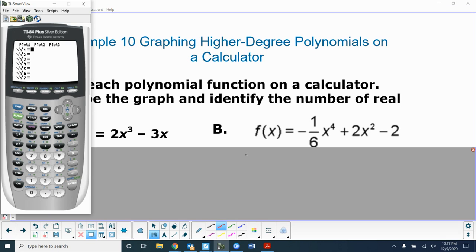Okay, the y equals button gives you this, right? Now, 2 is right here, right? X is right there, the second row in the middle, between alpha and stat. That's the X button. To get it to the third power, it's your caret button right above division. And then 3 minus 3x, hit enter, and then hit graph.